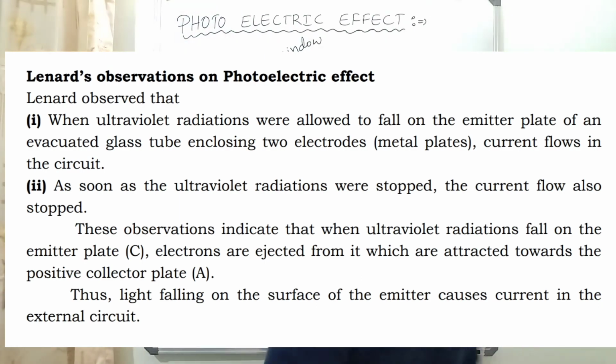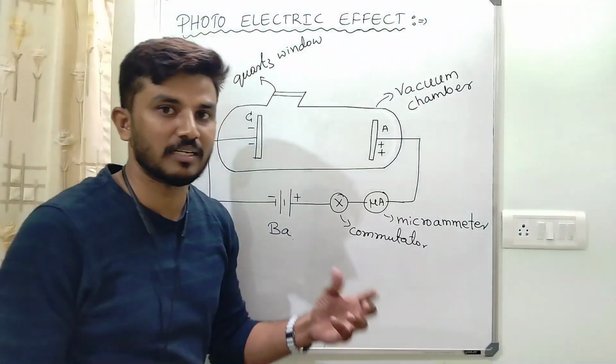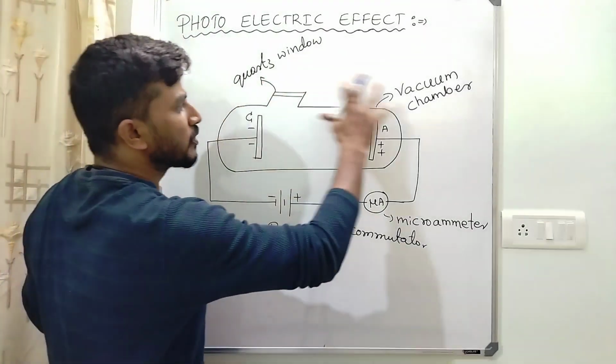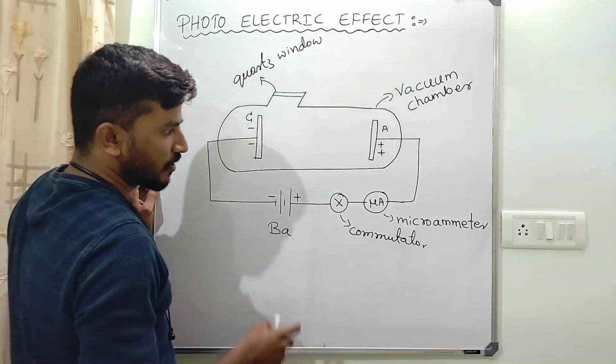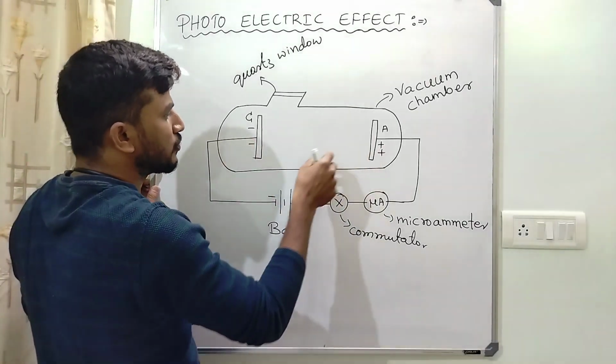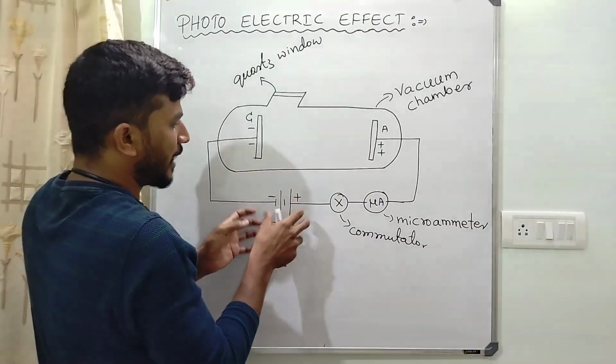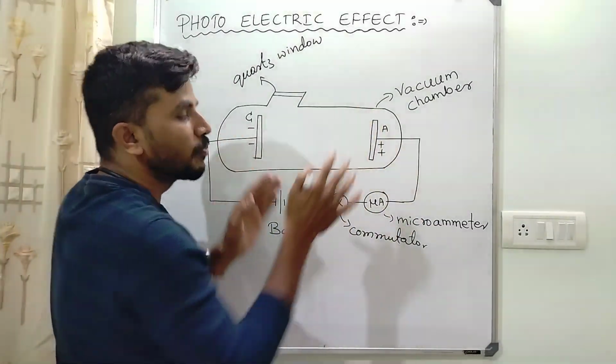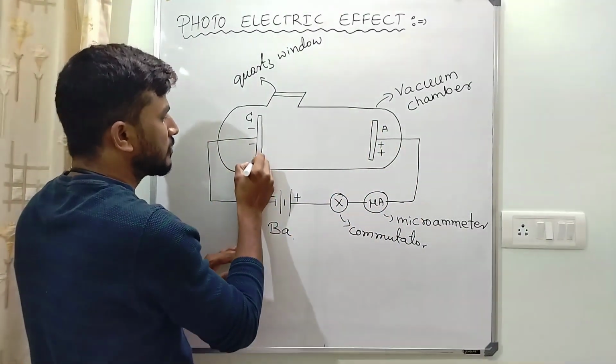So now, if I explain what he has given in theory, here he has used one vacuum chamber that I have written here, connected to a battery, commutator, and microammeter in series with the two plates. This is the emitter plate which emits the electrons.